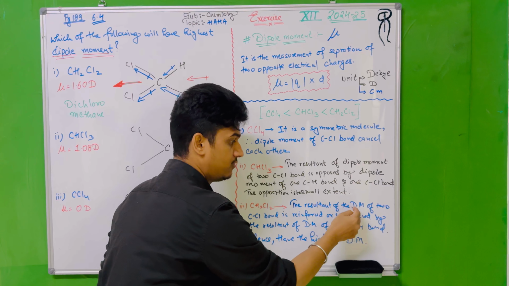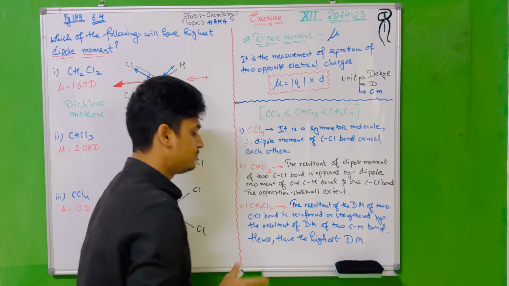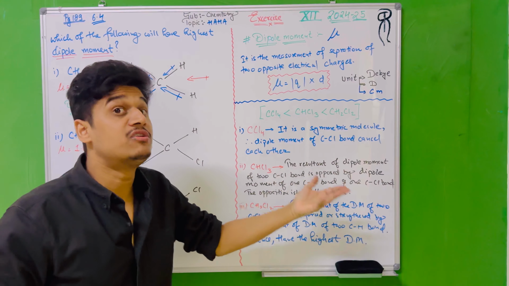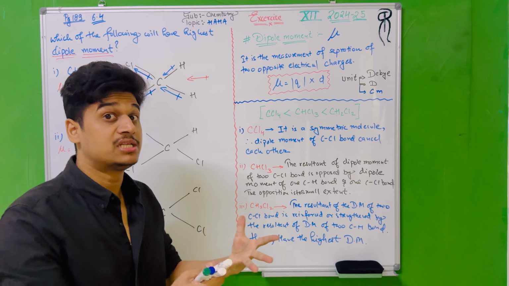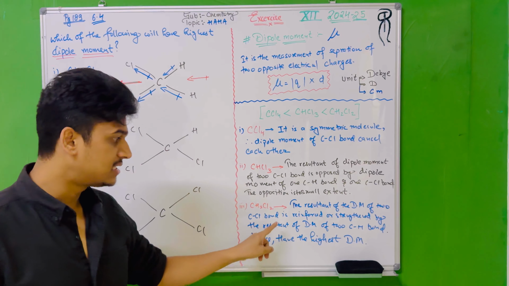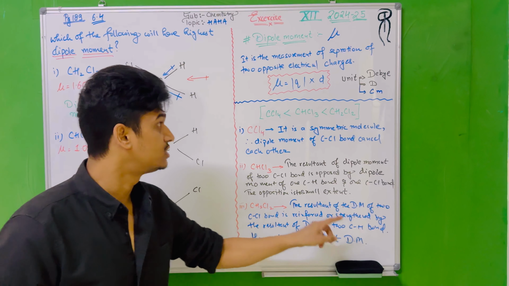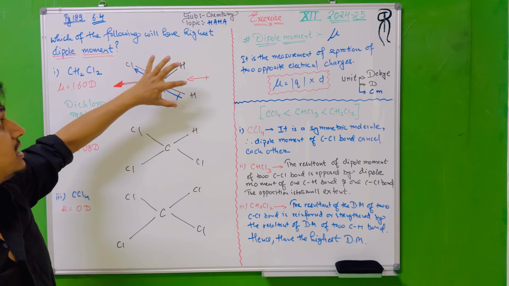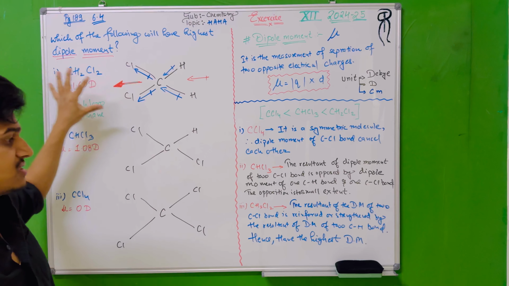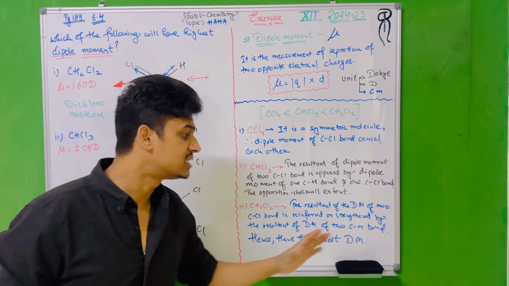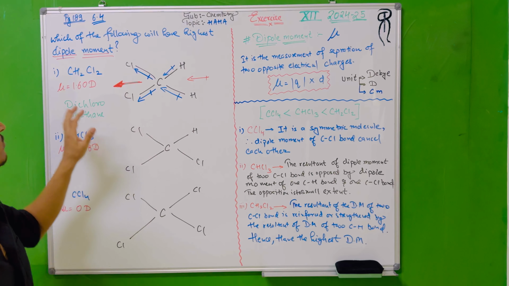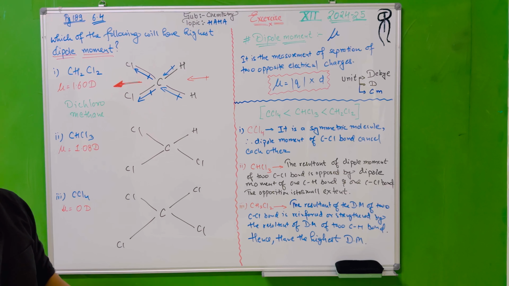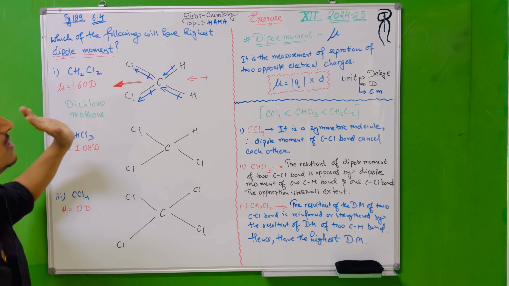The resultant of dipole moment of two C-Cl bonds, this is your one C-Cl bond, this is your second C-Cl bond, is reinforced. Reinforced means supported or strengthened, made strong by the resultant of dipole moment of two C-H bonds. The C-H bond is also taking toward left side, C-Cl is also taking towards left, so the resultant is a very good dipole moment towards left side. Hence it has the highest dipole moment. If we find it mathematically, the value is 1.60 D. Okay, this is the CH2Cl2 dipole moment.